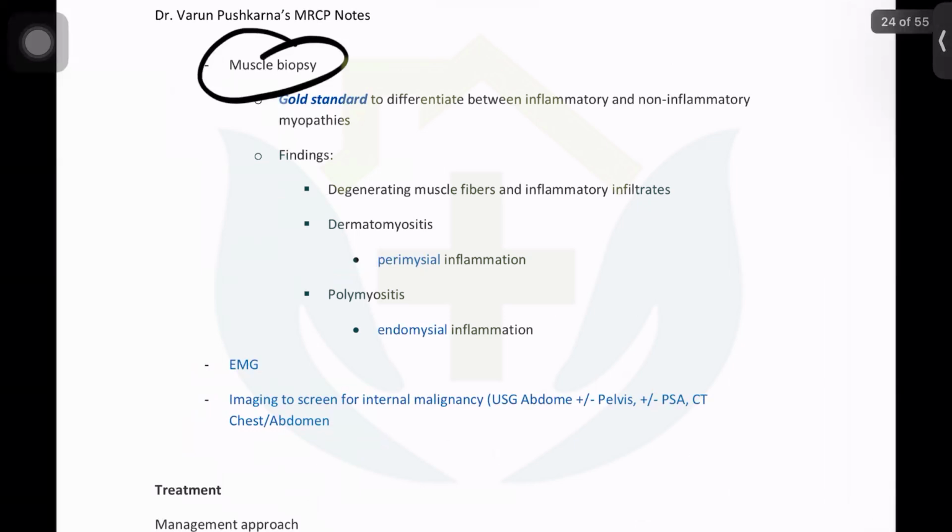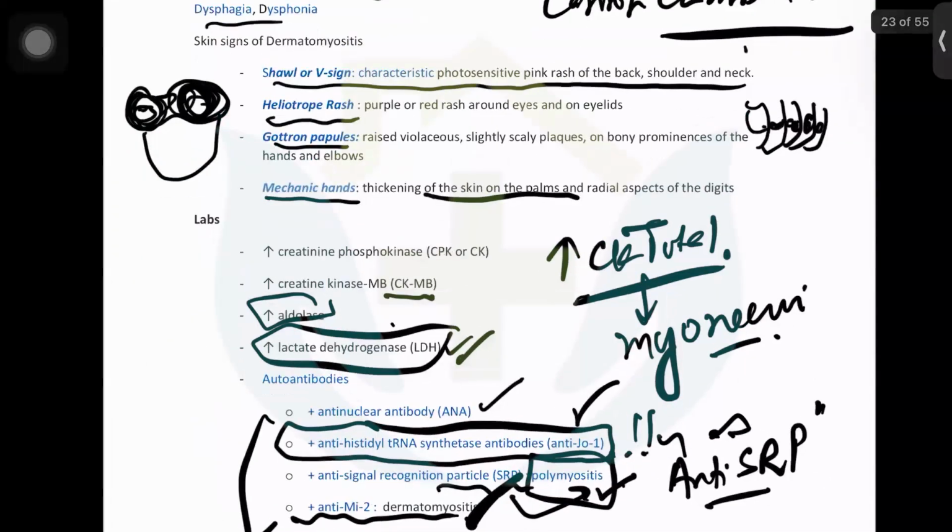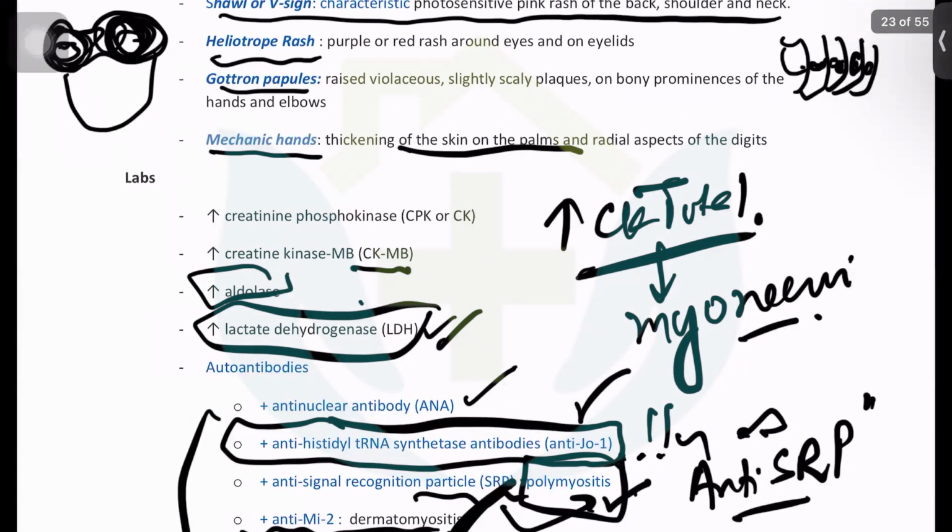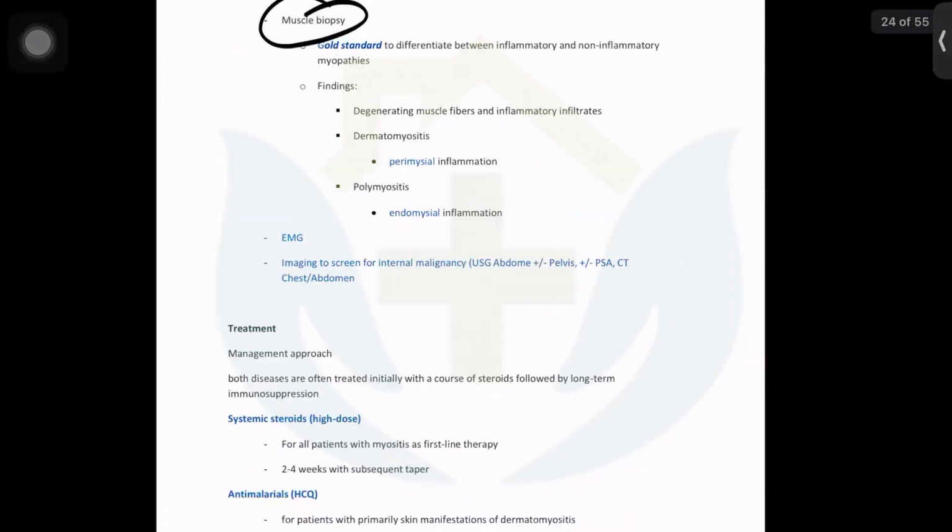Yes. Anti-SRP. Anti-Jo is basically can be present in anti-synthetase syndrome also. Okay, sir. Thank you.